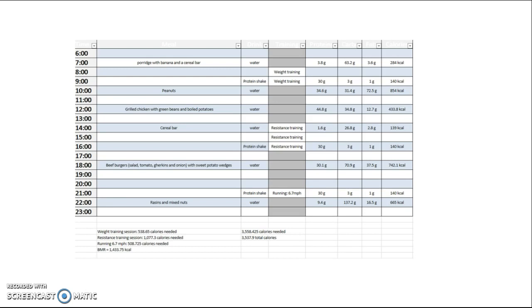I tried to get it as close as possible. He had a few days where he had extra calories and a few days where he had a few less calories, so it all added up and balanced out pretty well.